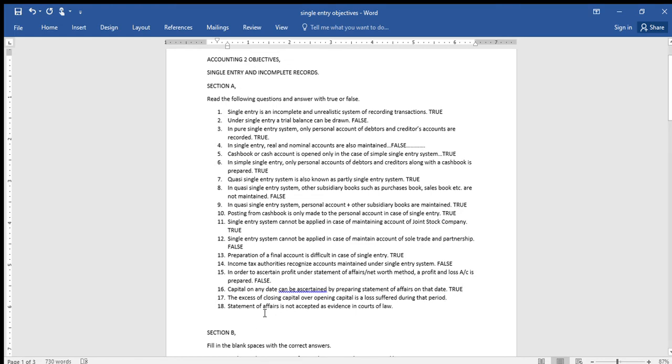Then the excess of closing capital over opening capital is a loss suffered during that period. When the closing capital is higher than the opening capital, I think it shows that a profit is made, not a loss. Yes, so here the answer is false.